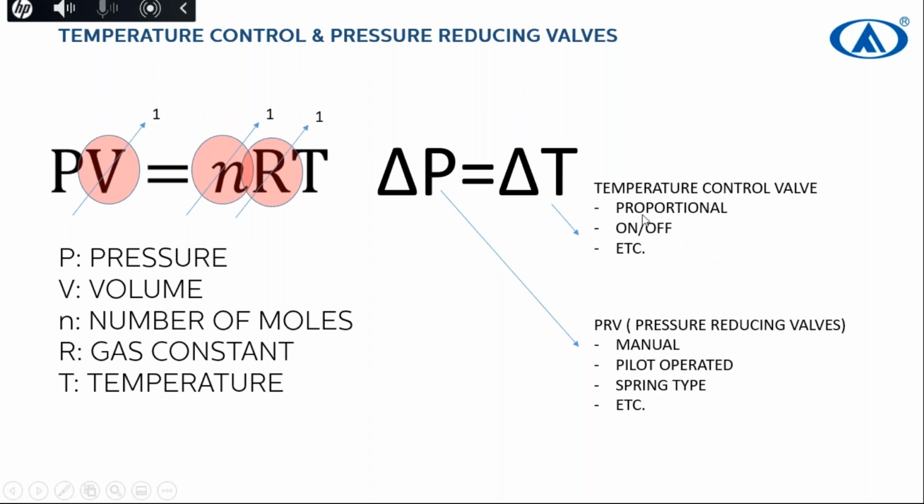For a temperature control valve, you can use a proportional or on-off control valve, etc. With proportional, you can close your valve properly, averagely. On a percentage basis, you can close or open your valve. With on-off, you can close your valve with on or off. For PRVs, you have a lot of different types: pilot operated, spring type, manual control PRVs, etc. We also have in our product range pilot operated, spring and manual operated types.